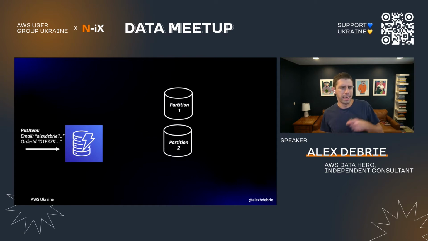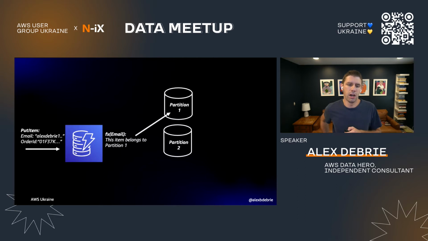Now imagine a write request comes in, where this user, Alex DeBrie, wanted to make an order on my e-commerce application. It's going to hit that DynamoDB front end. That DynamoDB front end is going to look up your table metadata, figure out what the partition key is, and figure out which partition it belongs to. So based on that partition key, you can say, oh, this item belongs on partition 1, and I'm going to go write it to partition 1.